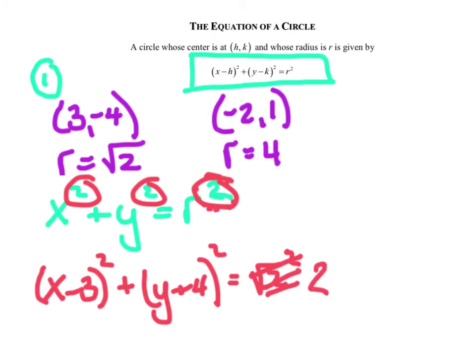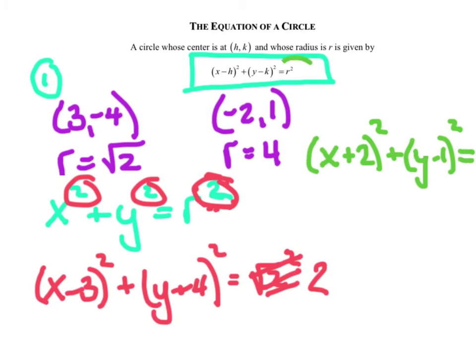Same idea for the next one. Again, I just want to write the equation of that circle. So I'm going to say this is x plus 2 squared plus y minus 1 squared equals, I'll squeeze it down here. Remember, it is radius squared, so I'm going to set that equal to 16.